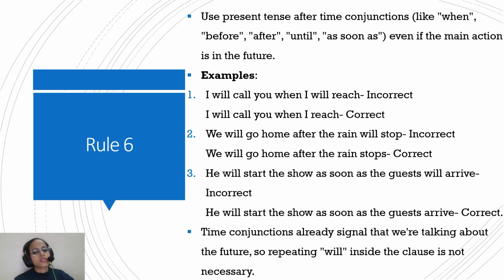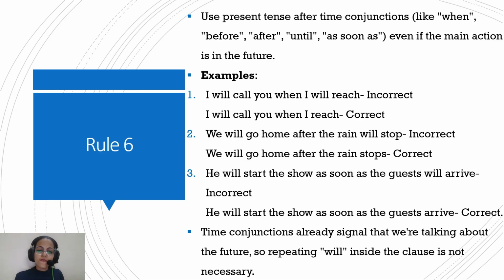Okay. Now rule 6, use present tense after time conjunctions like when, before, after, until, as soon as, even if the main action is in future. Now let's see what this rule is saying with the help of an example. I will call you when I will reach. So we are seeing that will has been repeated. That is incorrect.